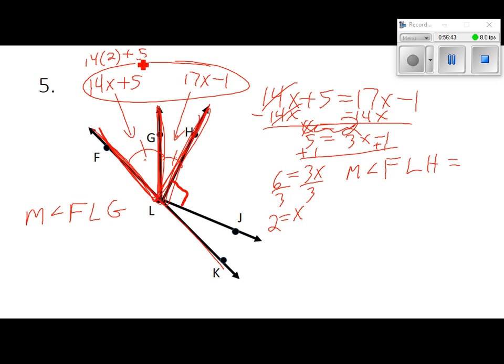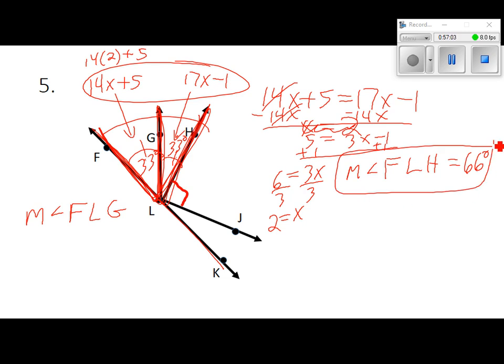What is 14 times 2 plus 5? 33. So what's that tell us about this angle right here? 33. What's this angle over here? 33. Well, we want the whole angle. 66. That's our answer. There you go, Hayden.